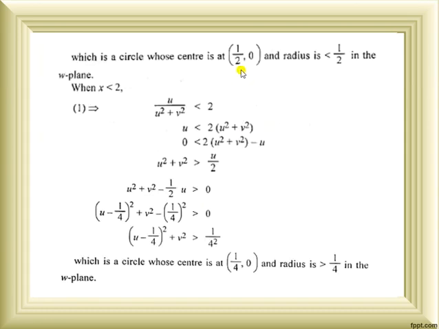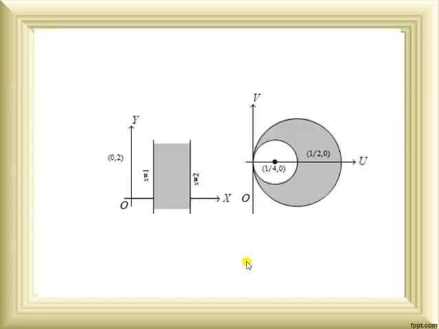So this circle's center is half comma 0. Greater than this circle means outside of this circle. Less than this circle means inside this circle. So the second circle has center 1 by 4 comma 0. Greater than this circle means outside this circle, and the big circle has center half comma 0. Inside the big circle is our region. So therefore our region is in between these two circles. This is the mapping in the W plane, in the corresponding Z plane transformation.